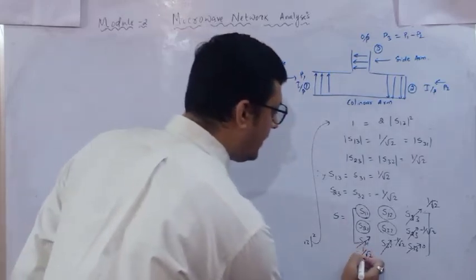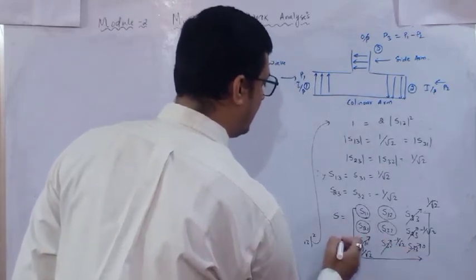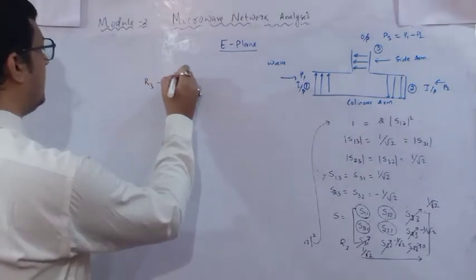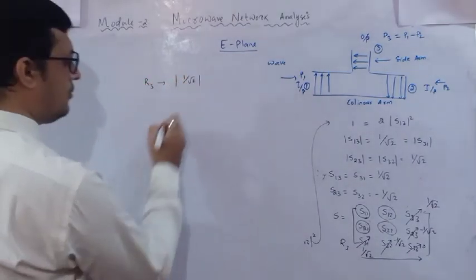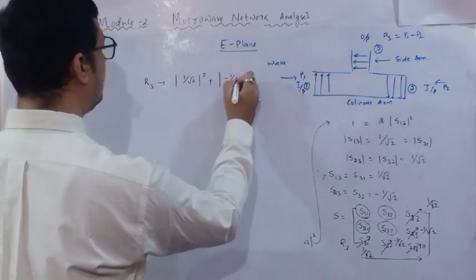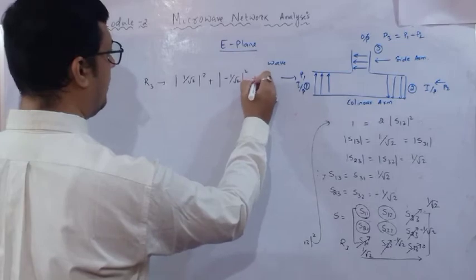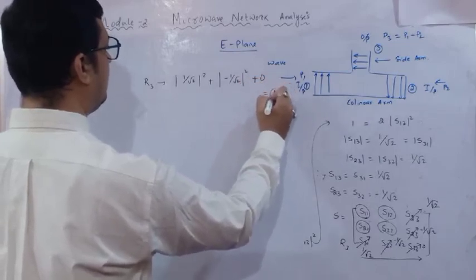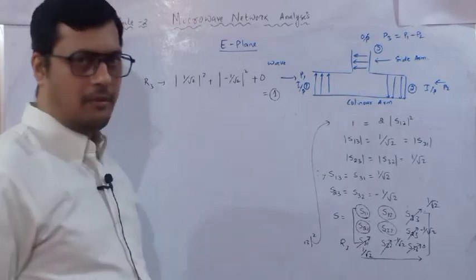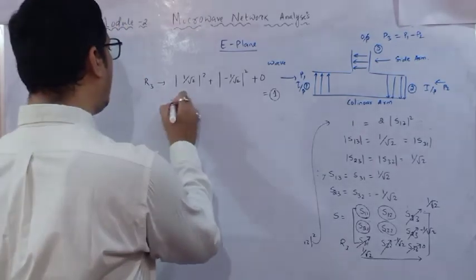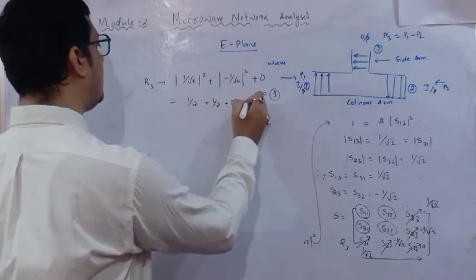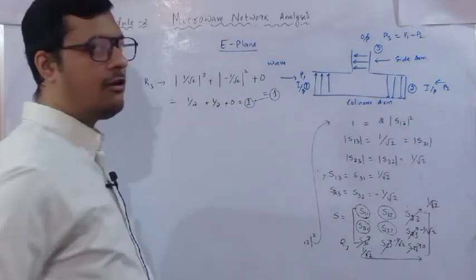If you see, if I take the third row, mod of 1 by root 2 whole square plus mod of minus 1 by root 2 whole square plus 0 must be equal to 1. For a lossless junction, the unitary property must be satisfied. If you solve this, you will get half plus half plus 0, which is equal to 1. So it satisfies the lossless junction.